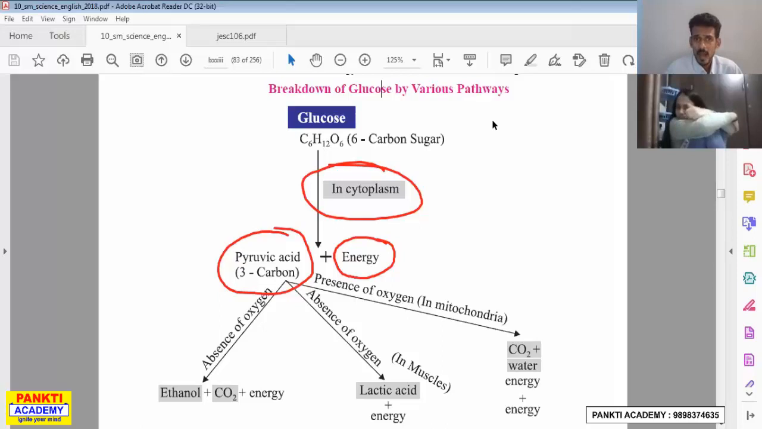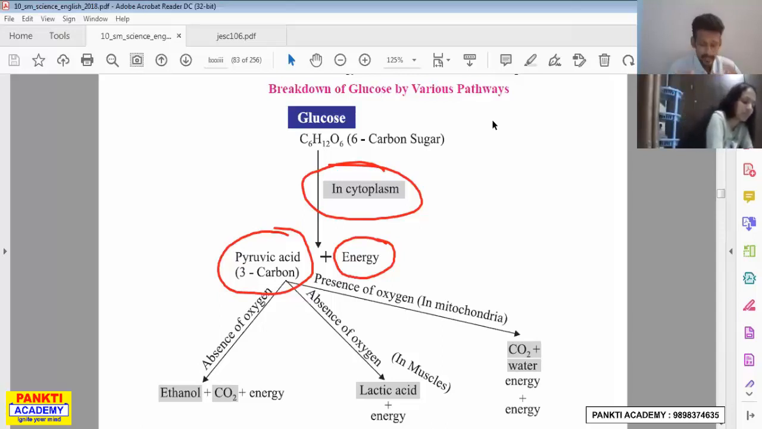After that, in some organisms, breakdown of glucose happens without oxygen. This is called absence of oxygen respiration, and in scientific language, this is called anaerobic respiration.